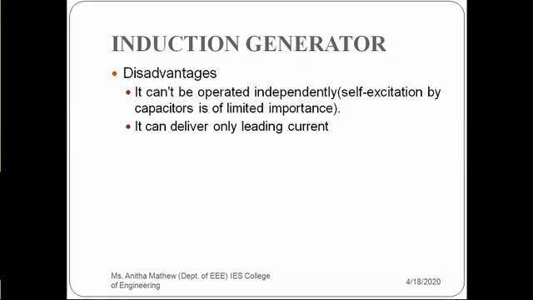Then the disadvantages: it can't be operated independently. Although we have said that there is a type of self-excited induction generator, it is of limited importance or limited use. It can deliver only leading current, but in most situations lagging current is required. So this is also a disadvantage.